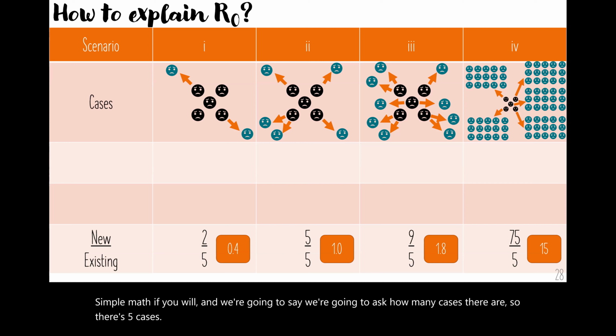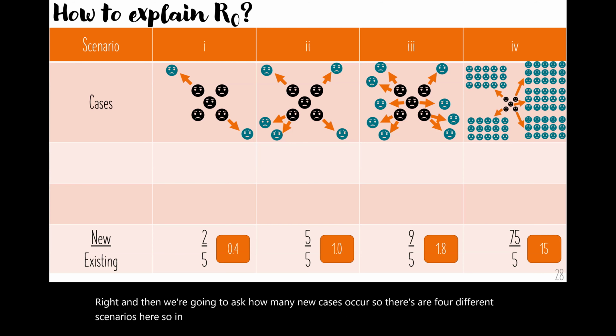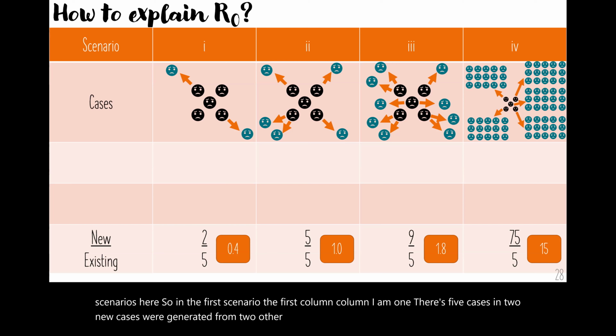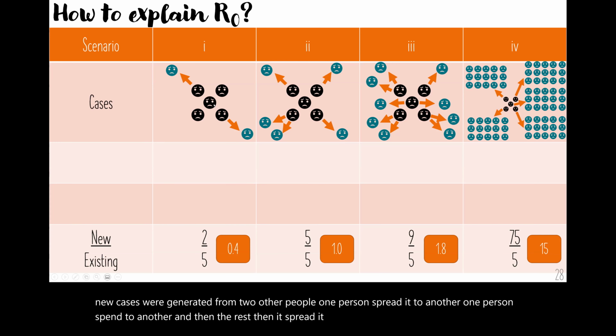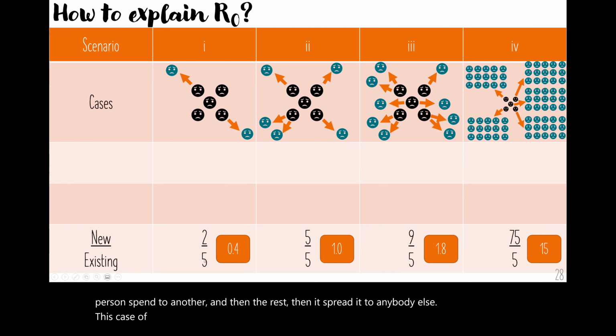And then we're going to ask how many new cases occur. Okay, so there's our 4 different scenarios here. So in the first scenario, column 1, there's 5 cases and 2 new cases were generated from 2 other people. One person spread it to another, one person spread it to another, and then the rest didn't spread it to anybody else. Okay, so this case of 2 over the 5 original ones gives us a very rough number of 40% or 0.4.